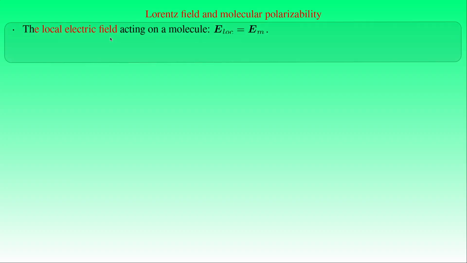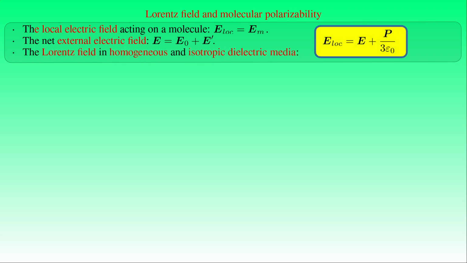The resultant microscopic electric field E sub m is the local field acting on a molecule in any insulating material, usually denoted by E loc. Whereas the net external electric field E acting on a given molecule is the superposition of the external field E naught and the electric field E prime due to the polarization charges over the outer boundary surface of the dielectric medium.